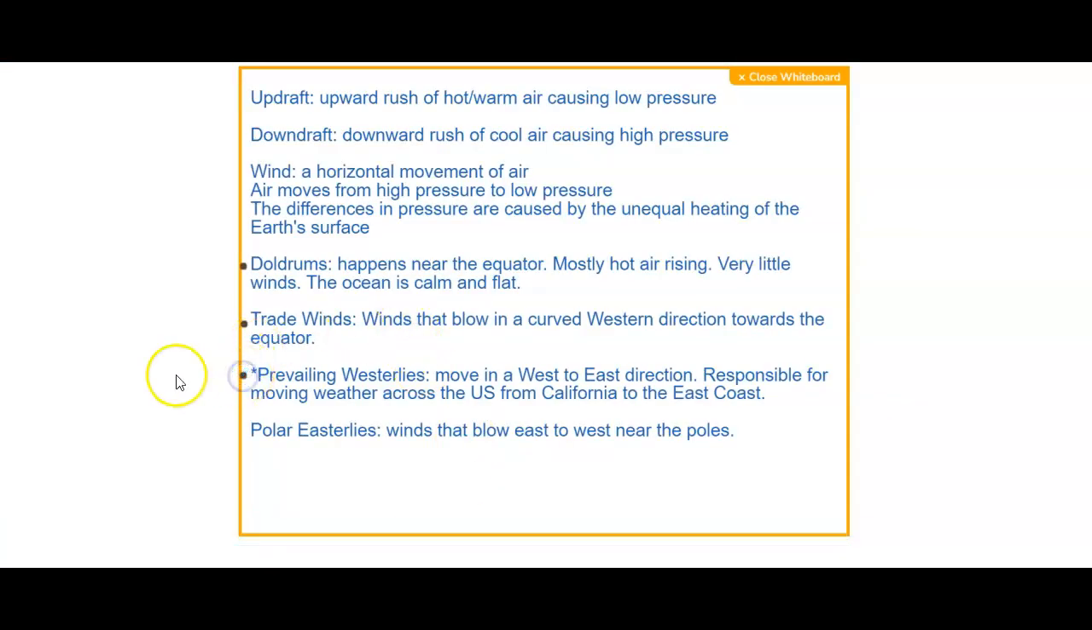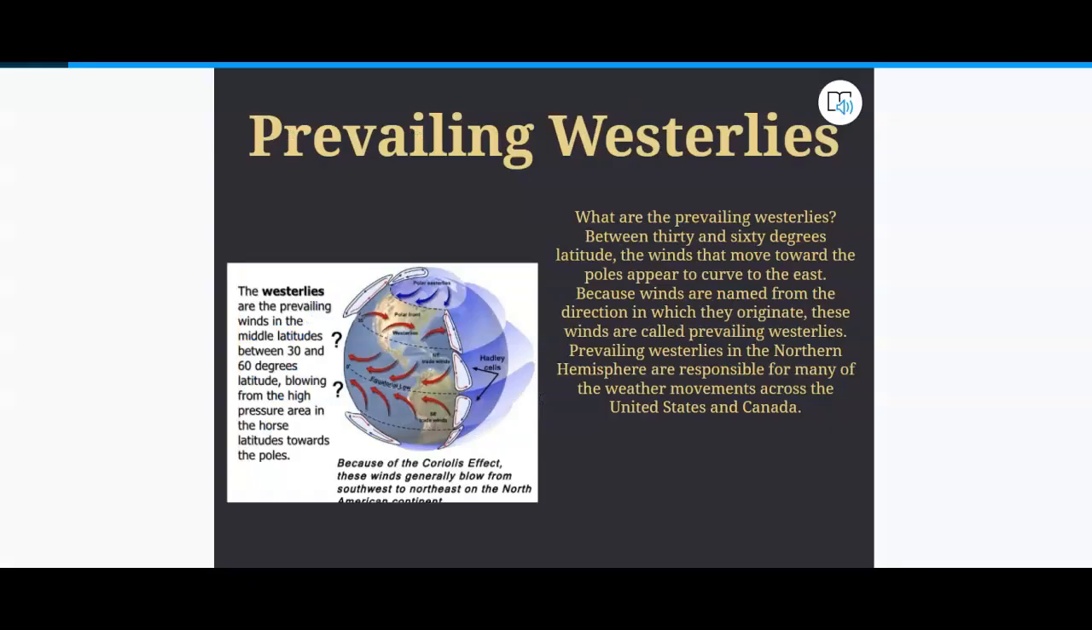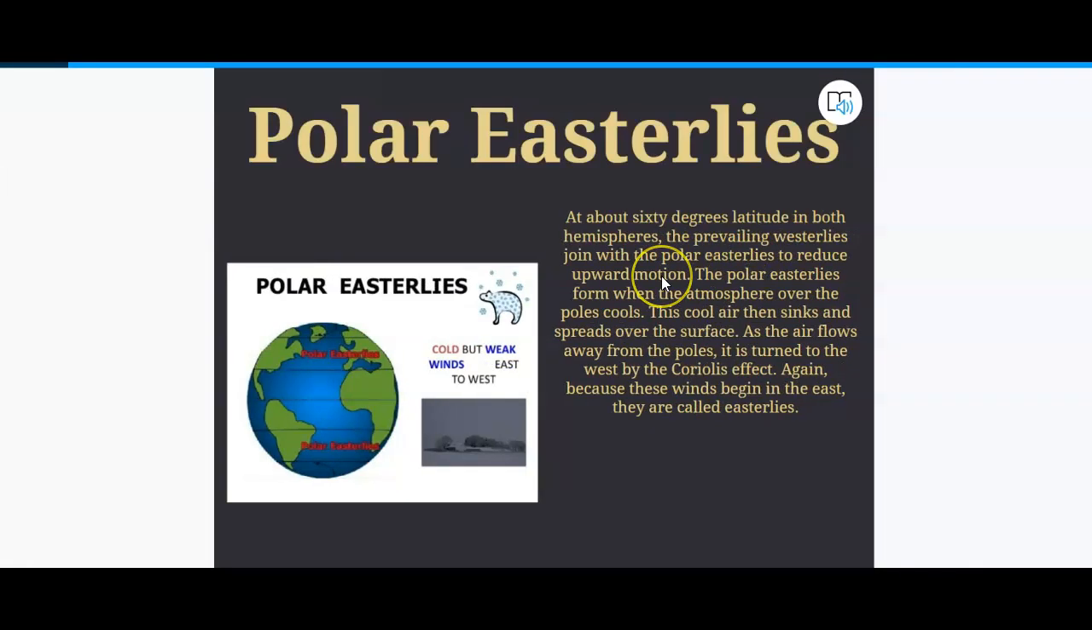Prevailing westerlies, I have a star beside it. They move in a west to east direction. They are responsible for moving weather from the west coast, like out at California, over to us and other places on the east coast. All right, have a minute left on the video, so we're going to move on from the prevailing westerlies to the polar easterlies.